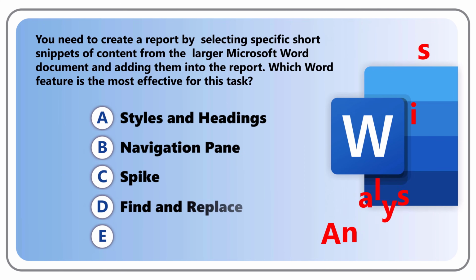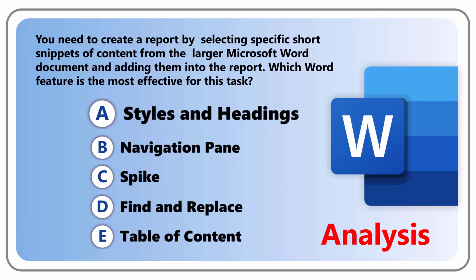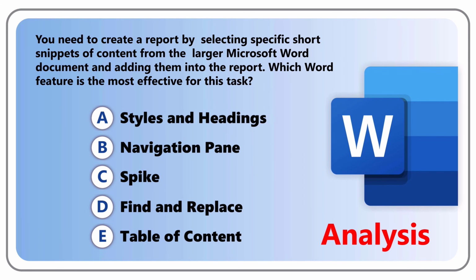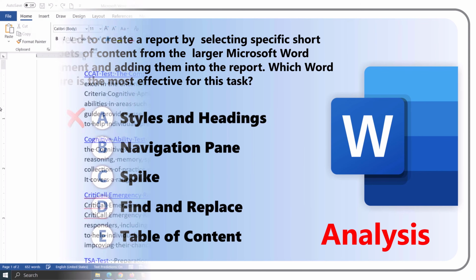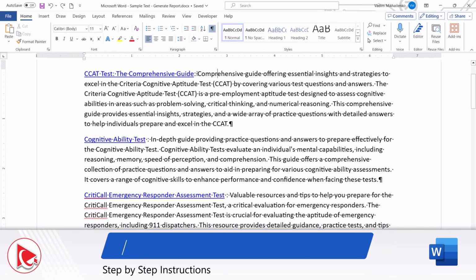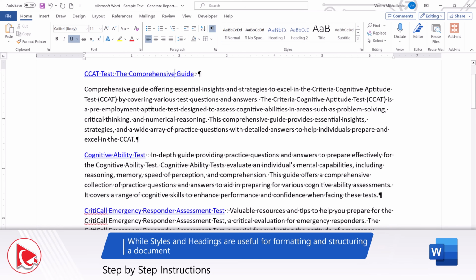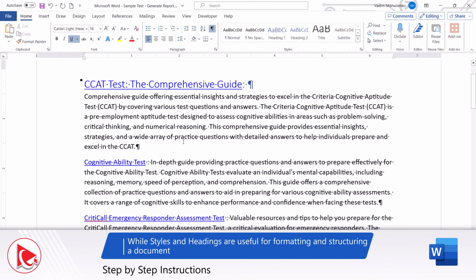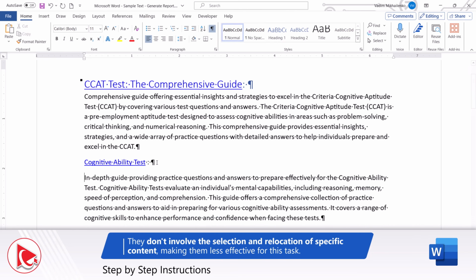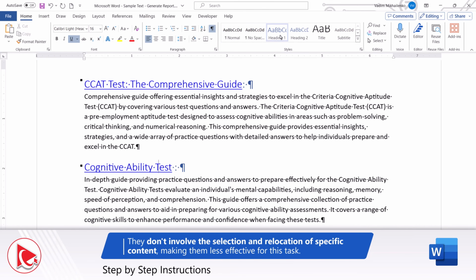To get to the correct answer, let's review each presented option individually. Let's start with option A, styles and headings. As you might have guessed, this is an incorrect option. While styles and headings are useful for formatting and structuring a document, they don't involve selection and reallocation of specific content, making them less effective for this particular task.